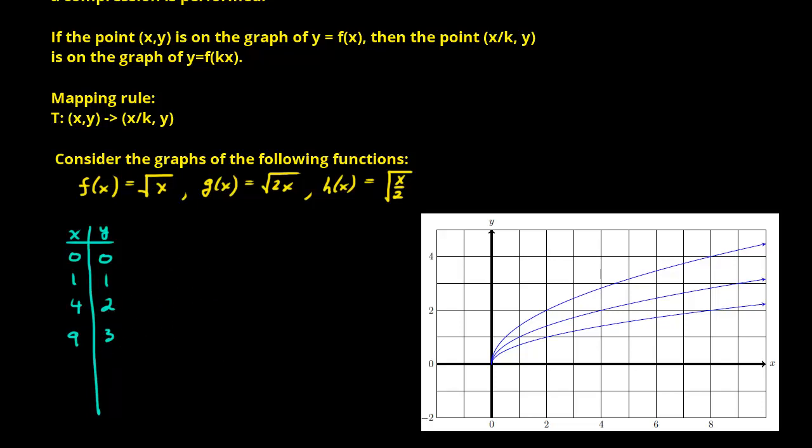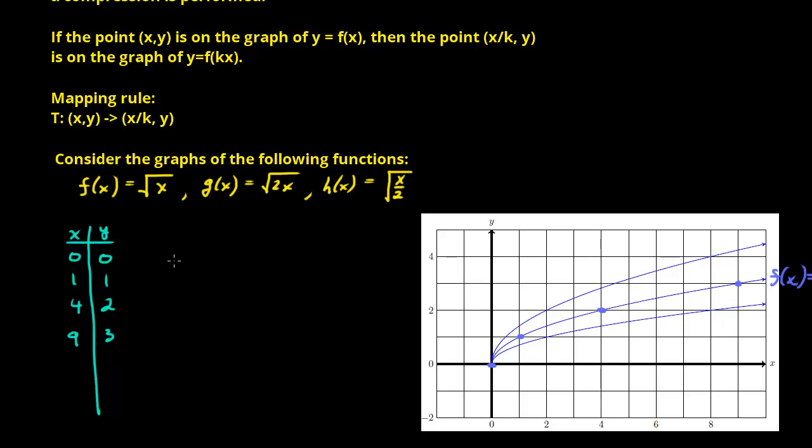So we can graph the parent function here, and the parent function has these key points: 0 comma 0, 1 comma 1, 4 comma 2, and 9 comma 3. All of those points are on the graph of f of x. So this is f of x, which has the equation equal to root of x.